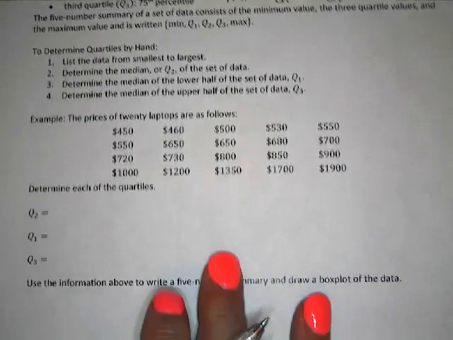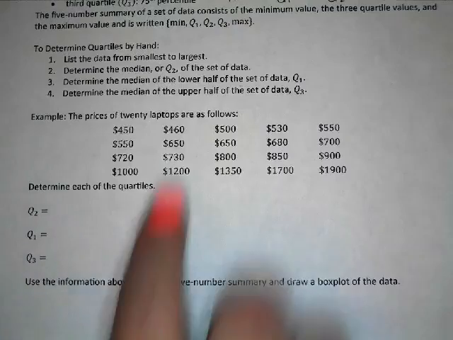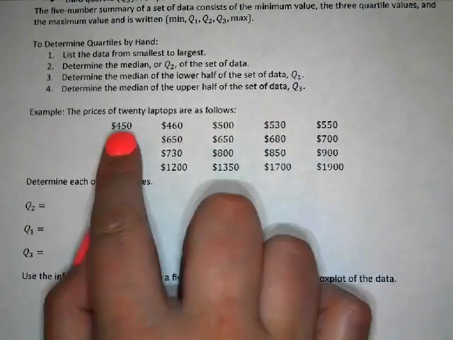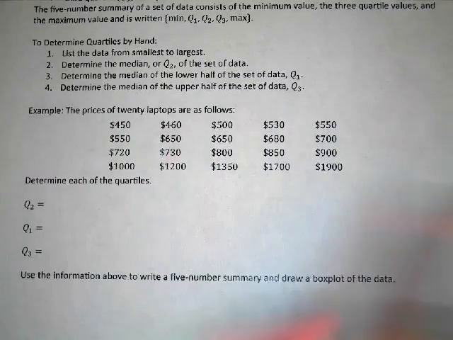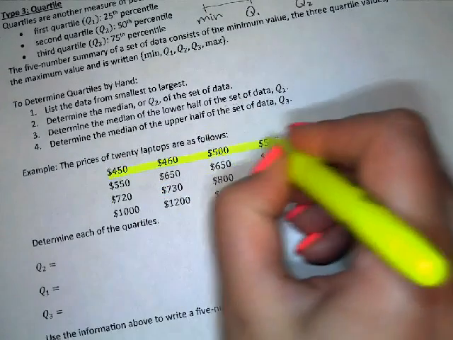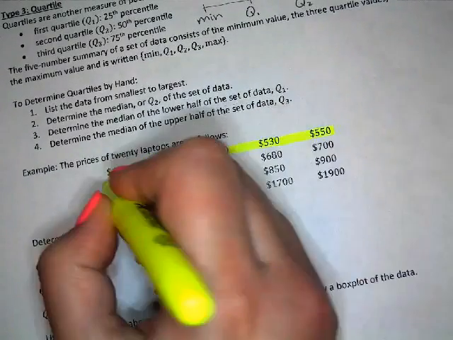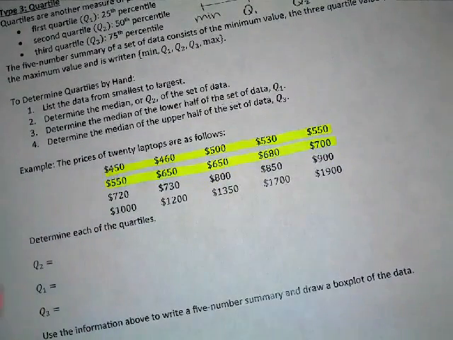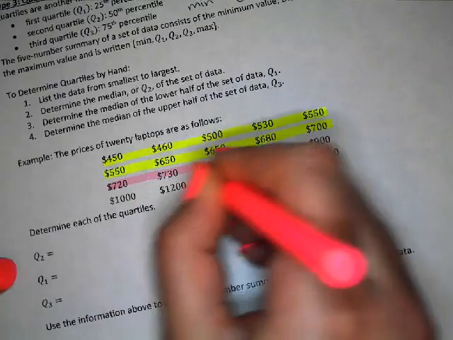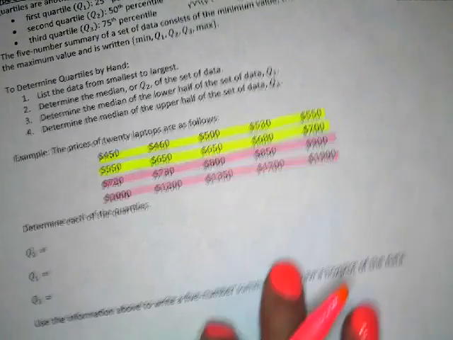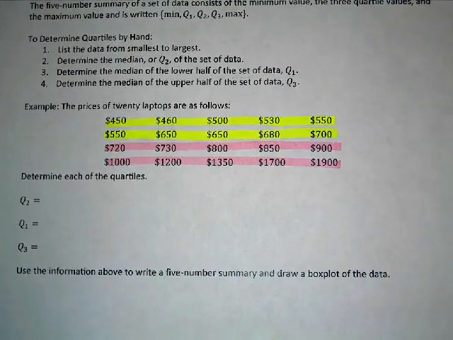You can see that we've got 20 prices for laptops shown here, and they are in ascending order. They are getting bigger. So I can see that the lower half is right here. And then the upper half is right there. Okay, so I've got them separated into lower half and upper half.